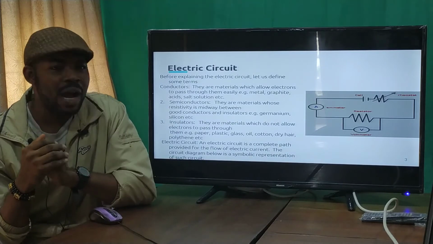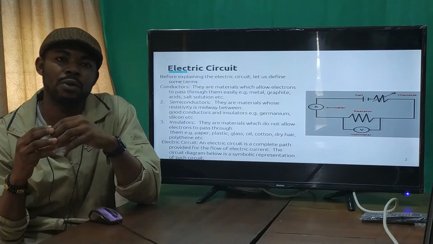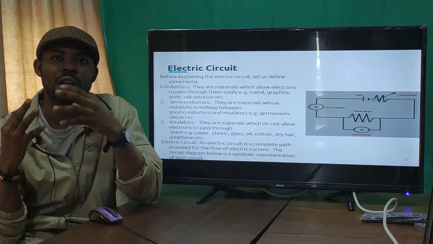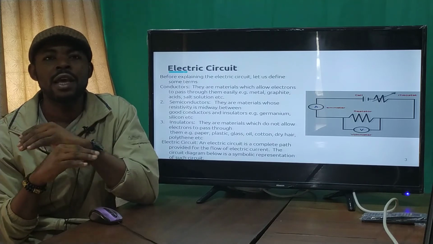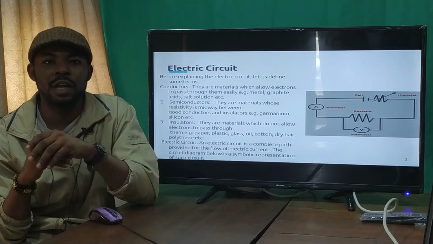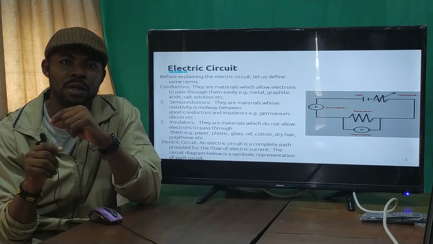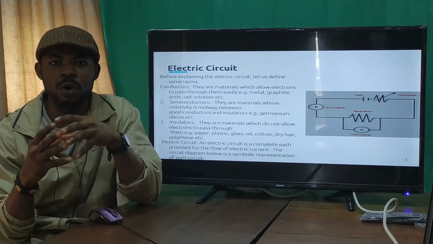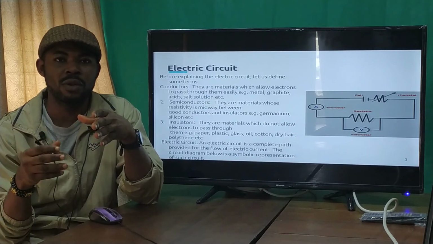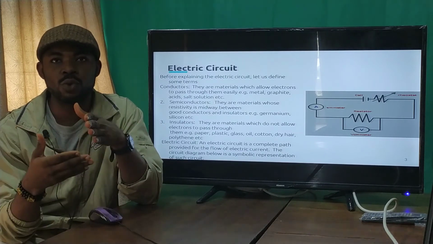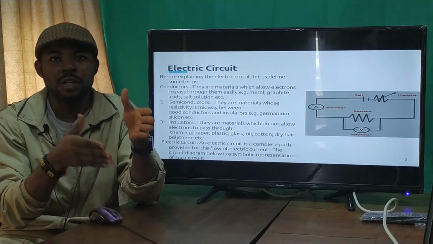So we have insulators. What is an insulator? We've talked about the conductor, we've talked about the semiconductor, and then we are talking about the insulator. So what is an insulator? An insulator is any material at all that is not going to allow the movement of electrons from one place to another. That is what you call an insulator. It doesn't allow electrons to move from one place to another. So when you attach it to an electric circuit, it will not allow the flow of electrons from one point to another point.